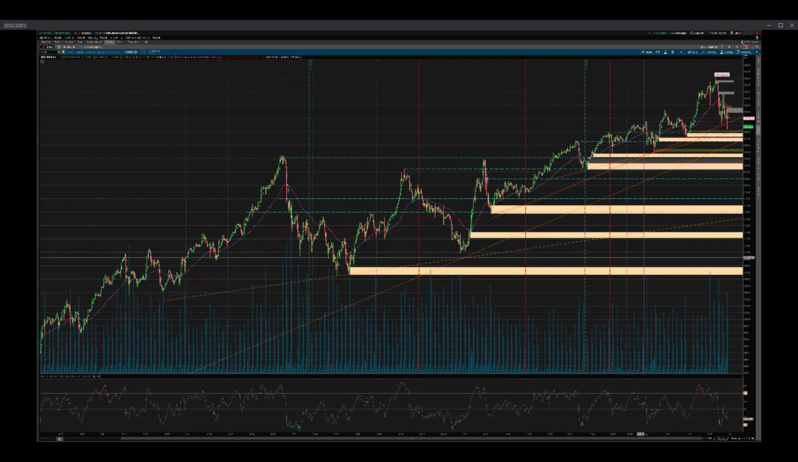I just want to freehand draw on it. I don't know if I can do that. Basically, if I'm looking at these teal levels here that I've identified as key levels, if price comes down, I'm looking for price to stair step down these levels.